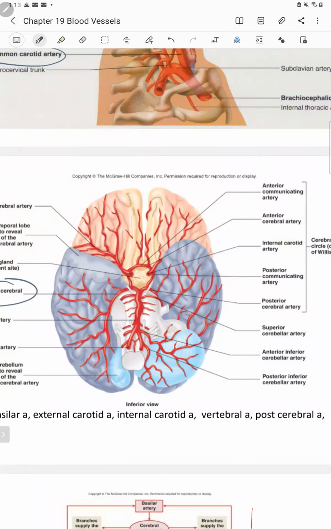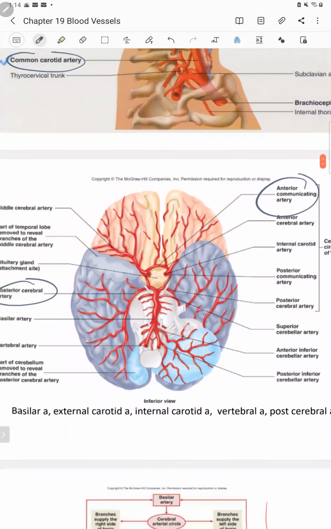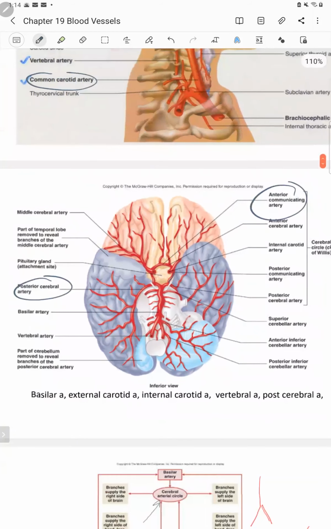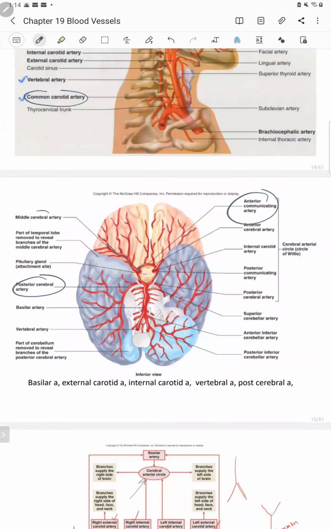All right, then you can split the brain into right and left as well. Okay, so on the right side, you've got the posterior communicating artery, the internal carotid, and then there's this right to left communicating artery called the anterior communicating artery. Okay, and eventually those give rise to the middle cerebral artery.